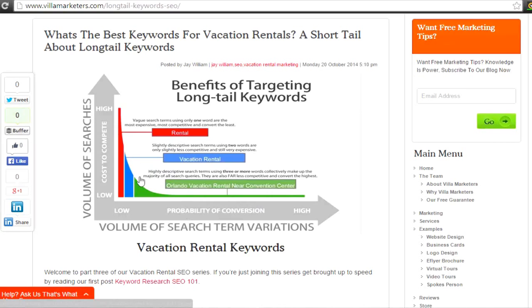Now, if you look at the red, the blue, the green, and you look over here to the left, you can understand something: the cost to compete. The cost is going to be much higher with vague terms. You see the red here, the cost is very high to compete. In the blue, there's less cost to compete for these, but it's still expensive, especially for the small property owner. Now, if you go down here to the green, it's a low cost to compete.